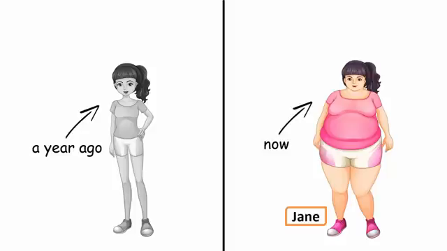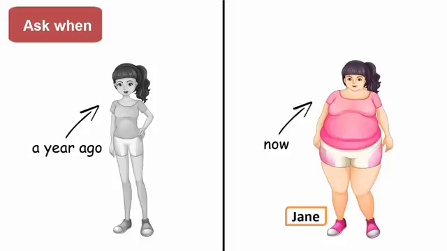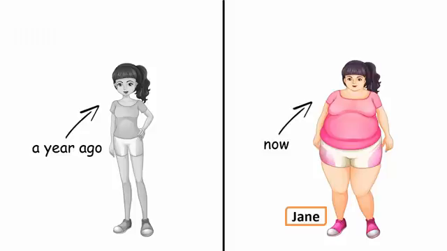She is fat today. Is she fat today? Yes, she is. She's fat today. She used to be thin. Did she used to be thin? Yes, she did. She used to be thin. She was thin a year ago. When was she thin? Well, she was thin a year ago.